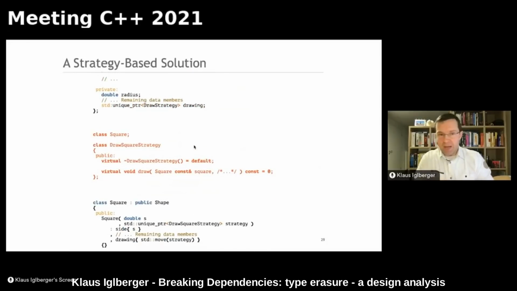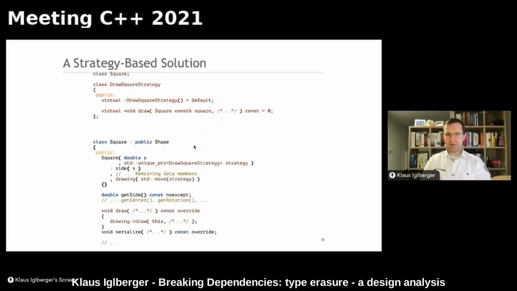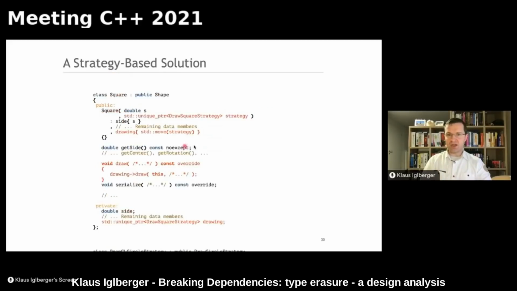Of course, the same happens for squares and all the other shapes. So we have a draw square strategy also. And note, indeed, it is two classes. They need to be two classes, else we have accidentally coupled all of these kinds of shapes together. So I have a draw square strategy that provides a draw function for squares, and that is what Square now works with. It's the same thing. In the constructor, I get such a strategy. I move it into my data member, so I take ownership. And whenever somebody calls draw, I'll just use that in order to do whatever I'm supposed to do. However, I'm supposed to draw myself.